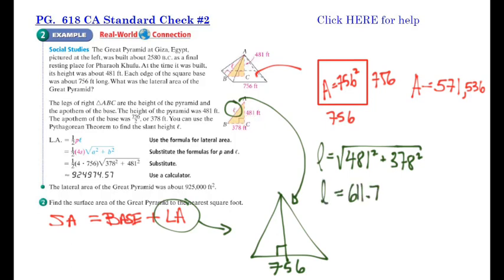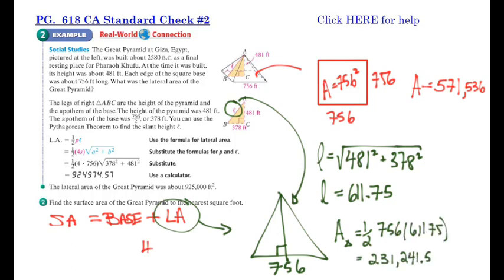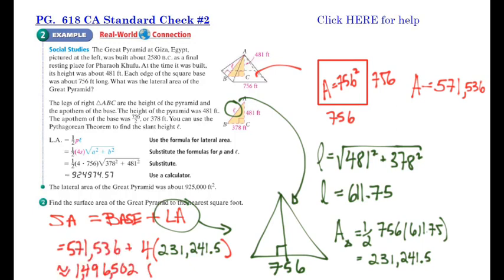You get L to be around 611. You plug that in for the area of the triangle, 1/2 base times height, which gives you that number, and then there's 4 of those. So 4 of those get added to your base area, which gives you right around 1.4, almost 1.5 million square feet for the surface area of the entire pyramid.